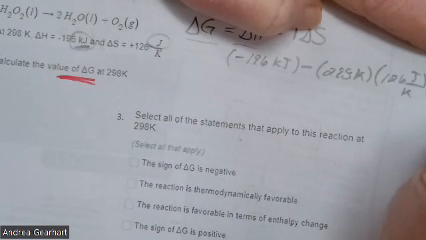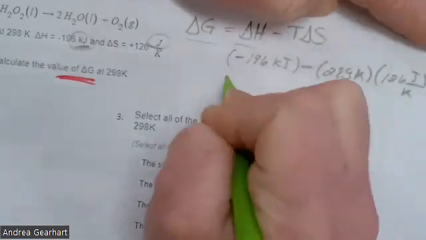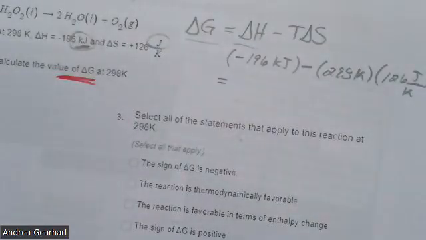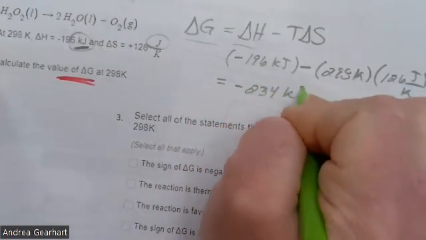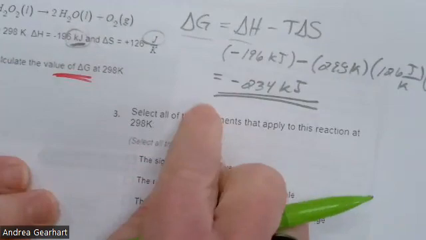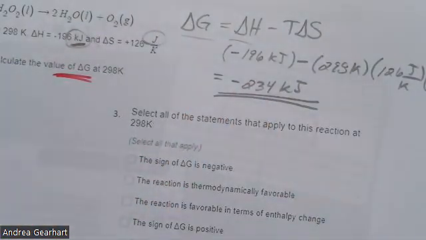So 1,000 joules, 1 kilojoule. And we get negative 234 kilojoules, and it could be written kilojoules per mole reaction.